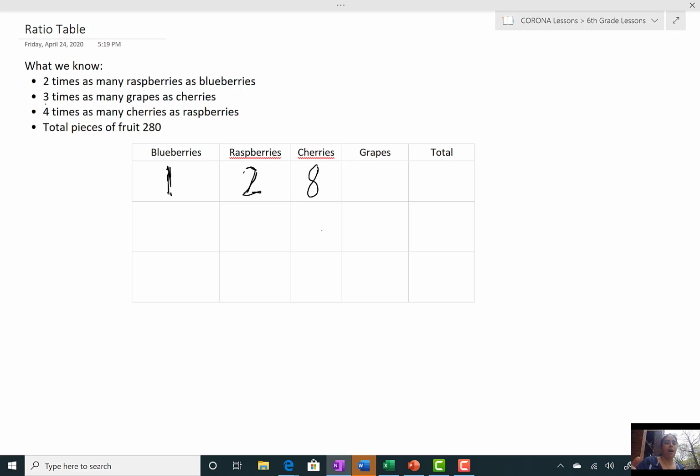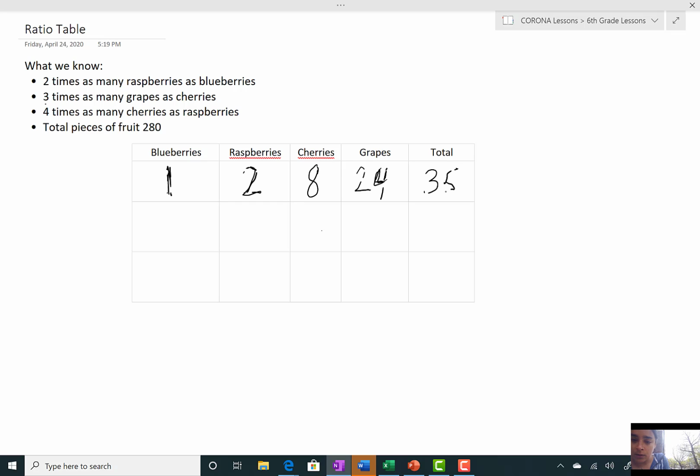Now, let's go 1 up. There are 3 times as many grapes as cherries. So if I know how many cherries there are, I can multiply it by 3, and I get my grapes, which is 24. Now, I can add it up to find my total pieces of fruit. 1 plus 2 is 3, 3 plus 8 is 11, 11 plus 24 gives me a total of 35.